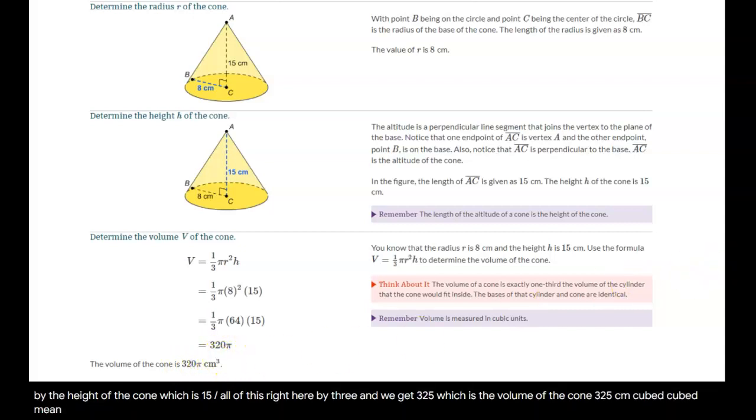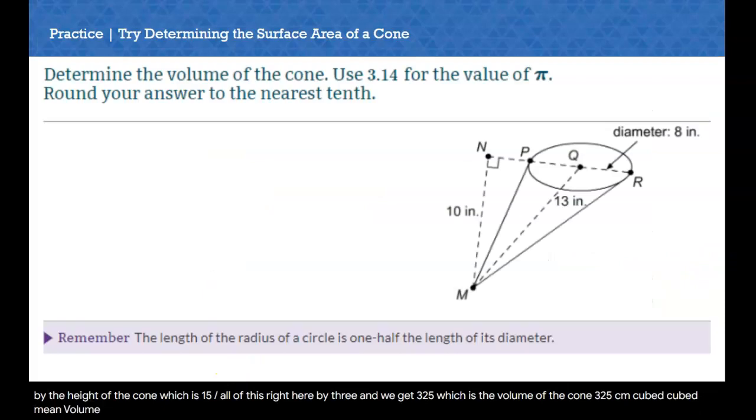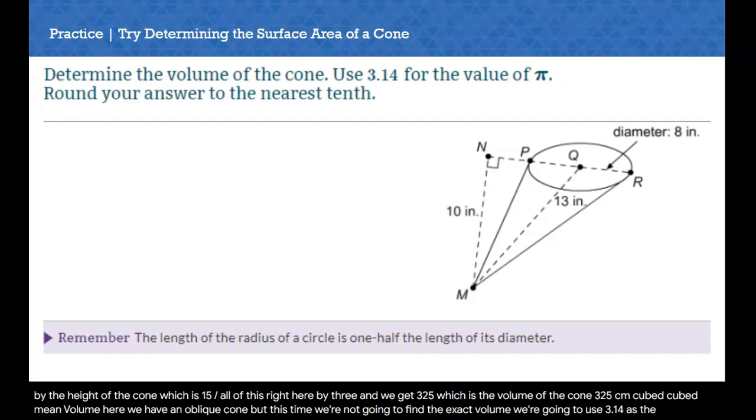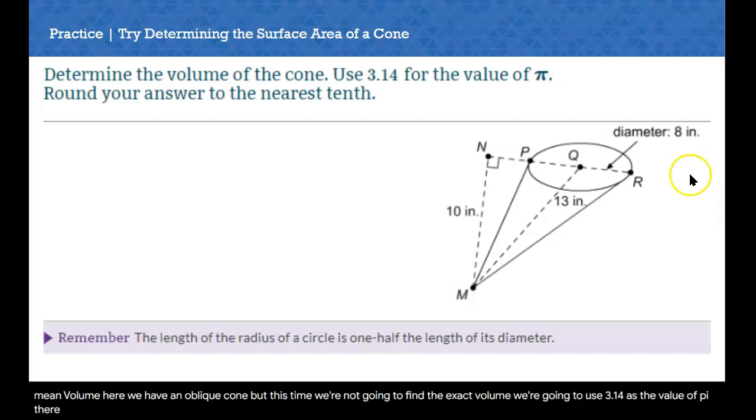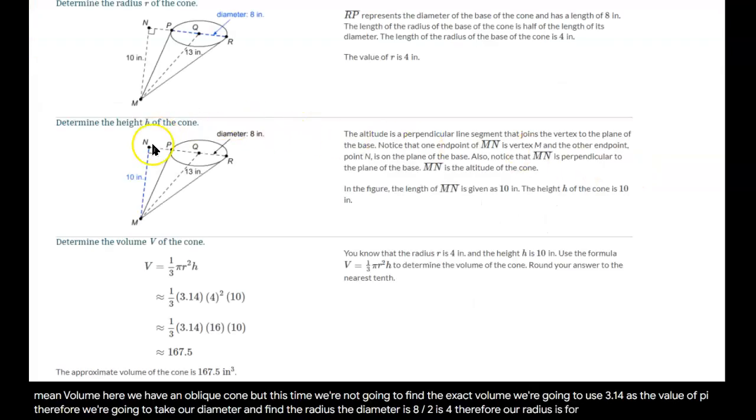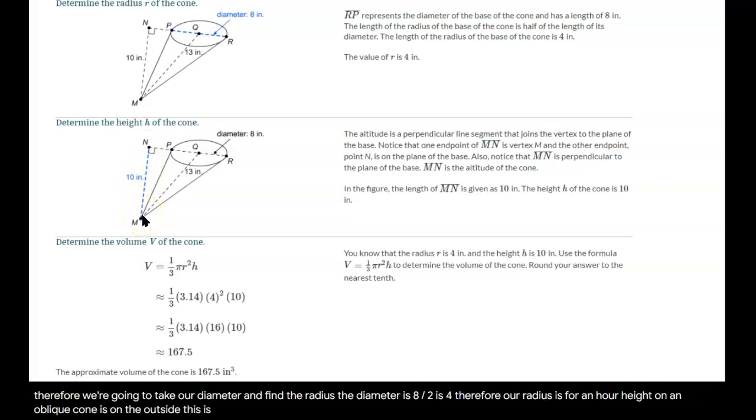Cubed means volume. Here we have an oblique cone, but this time we're not going to find the exact volume. We're going to use 3.14 as the value of pi. Therefore, we're going to take our diameter and find the radius. The diameter is 8, divided by 2 is 4. Therefore, our radius is 4, and our height on an oblique cone is on the outside. This is 10.